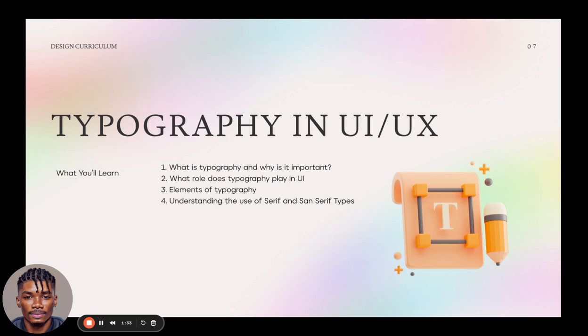Then we're also going to be talking about typography in UI/UX. Basically, what typography is, why it's important, the roles that typography plays, the elements of typography, and understanding the basic differences between the types. So you know when to use script fonts that look cursive, you know when to use serif fonts, you know when to use bold fonts and thin ones, and so on and so forth.